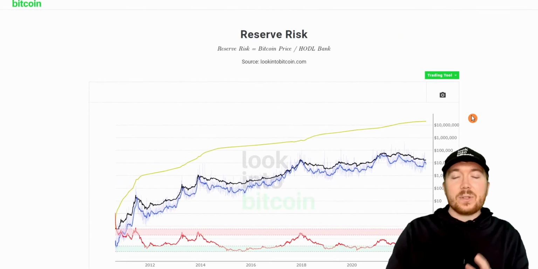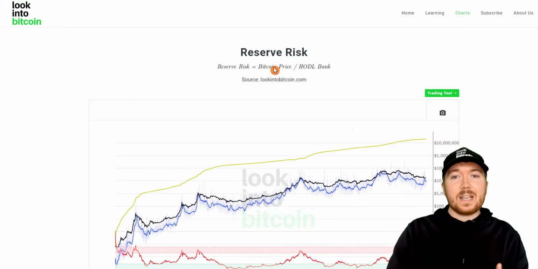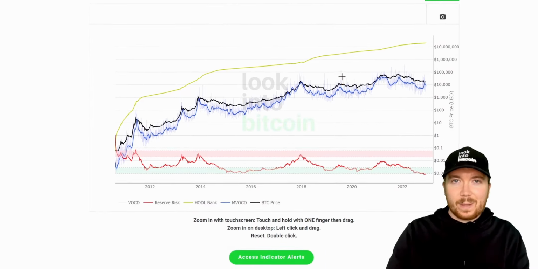So on this Look into Bitcoin chart here, we can actually scroll down and see the formula behind calculating all of this. Because if we just look at the chart here, we can see the reserve risk is the Bitcoin price divided by the HODL bank, but the HODL bank, who knows what that is? We'll figure that out. So if we scroll down beneath the chart, we can actually see all of the metrics that are required to calculate the HODL bank. And we'll go through them one by one.